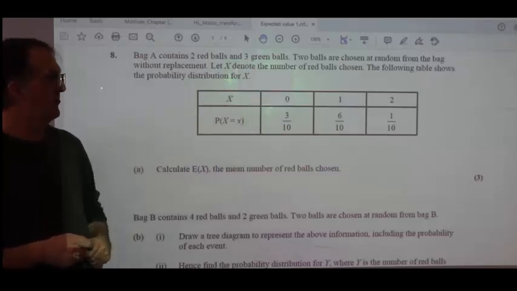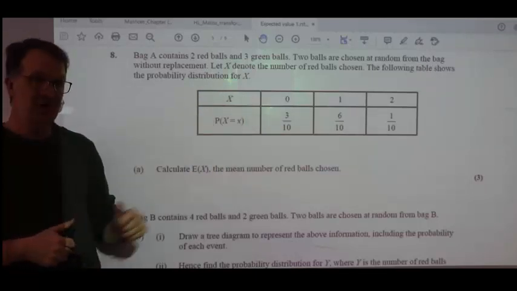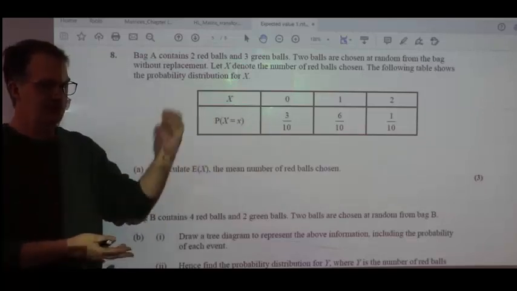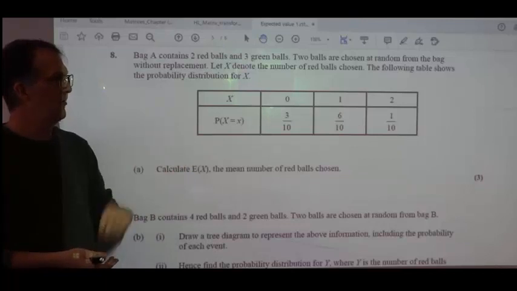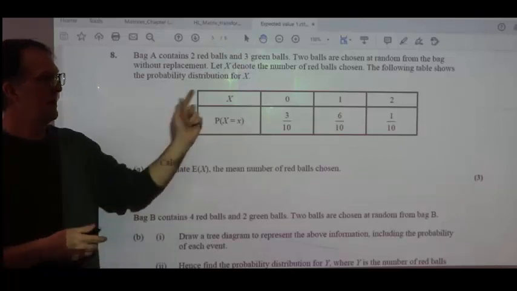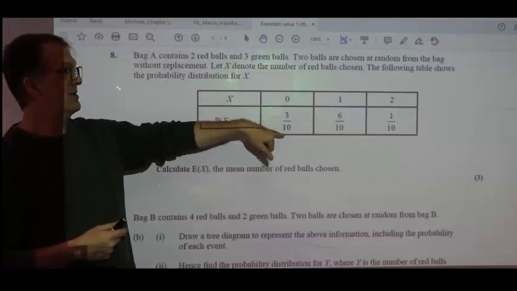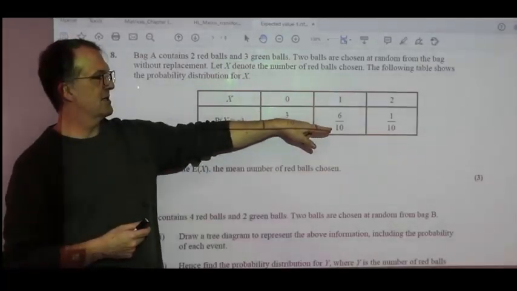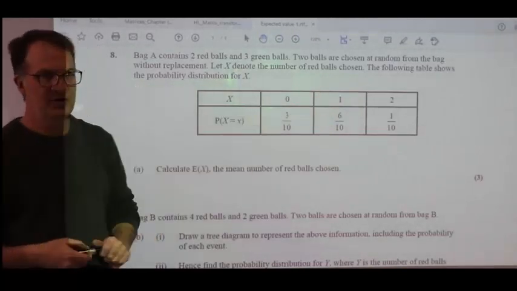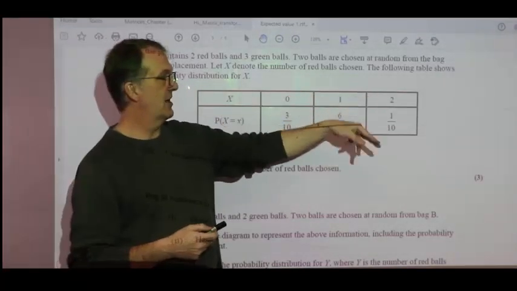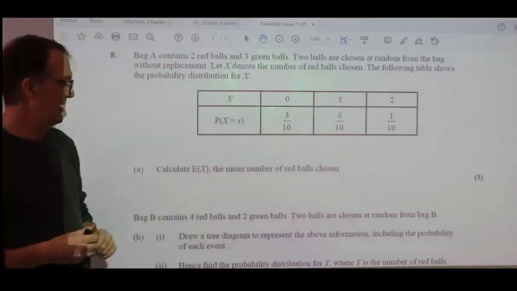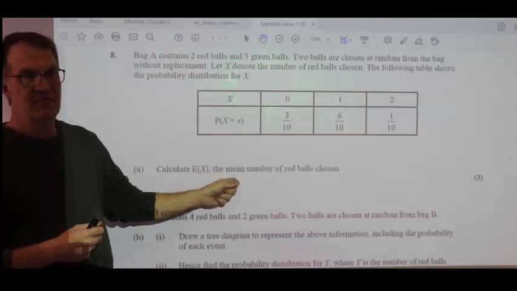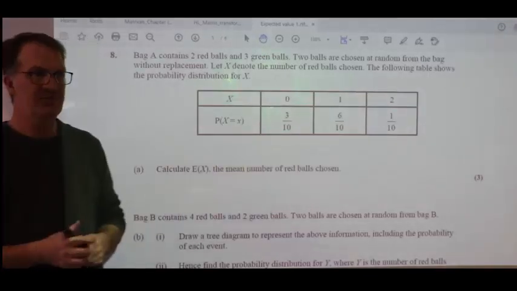So here's our probability distribution. These probabilities have been calculated out doing this experiment, drawing a red ball and a green ball out of the bag. And this is telling me that 3/10 of the time you chose 0 red, 6/10 of the time 1, and 1/10 of the time you chose 2 red. So they're saying calculate the expected value of X, which is the mean number of red balls chosen.